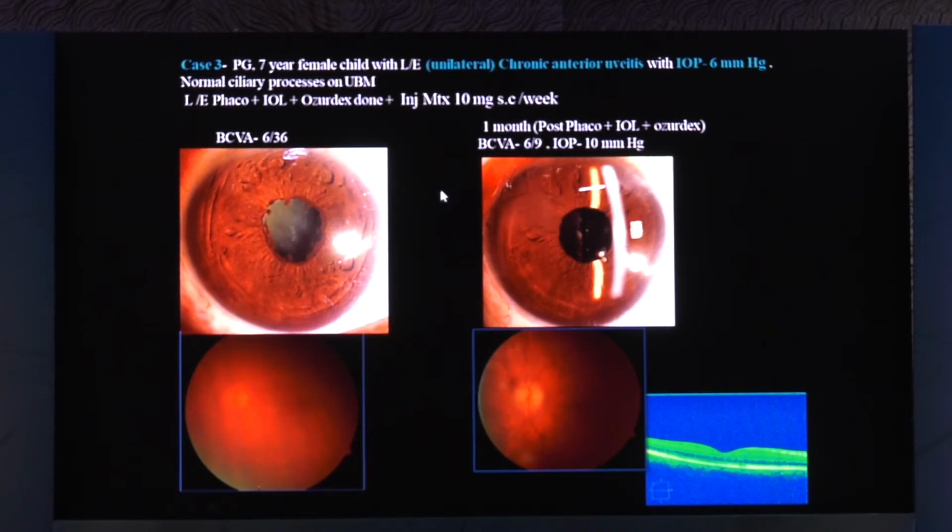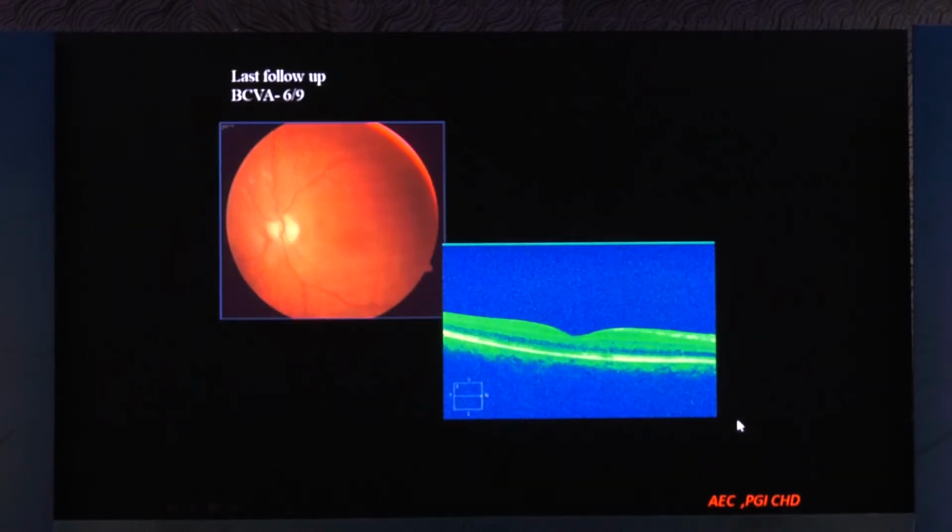So we can see post-op the IOP increased up to 10 millimeters of mercury, and this was the immediately post-op picture, the media haze, though there was no CME. And this is the last follow-up, there was good media clarity and again no CME. And so this child was not given systemic steroids, hence we could avoid the side effects.